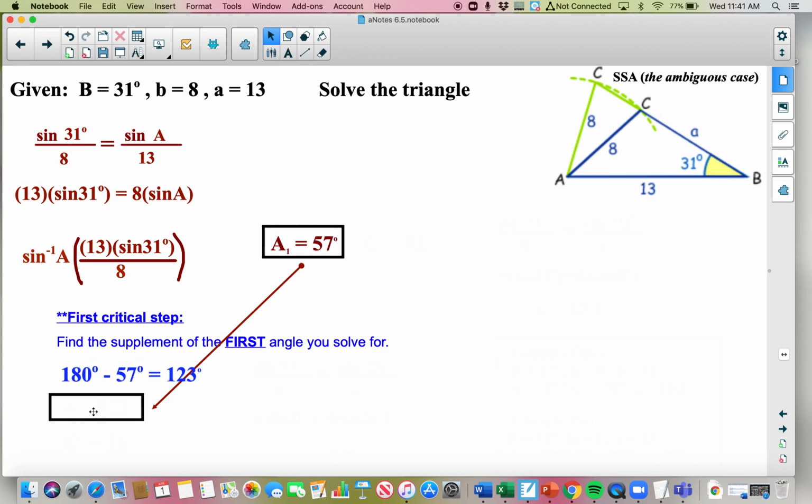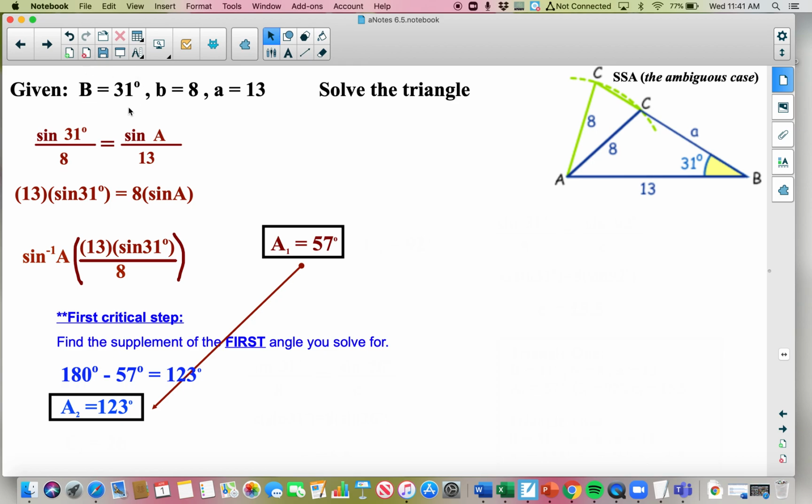180 minus 57, that's 123 degrees. So triangle 1 could have an angle of 57 for A. Triangle 2 has an angle of 123 degrees for A. Now, how do I know that this works? Well, find their third angles, right?